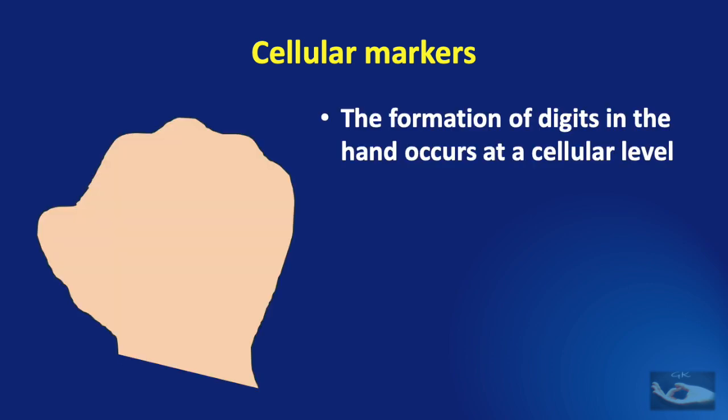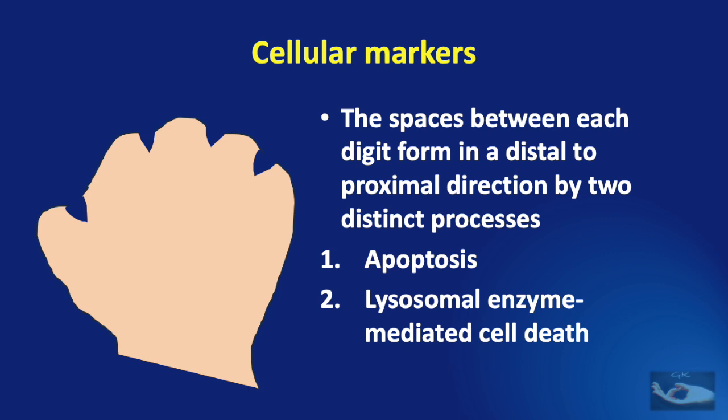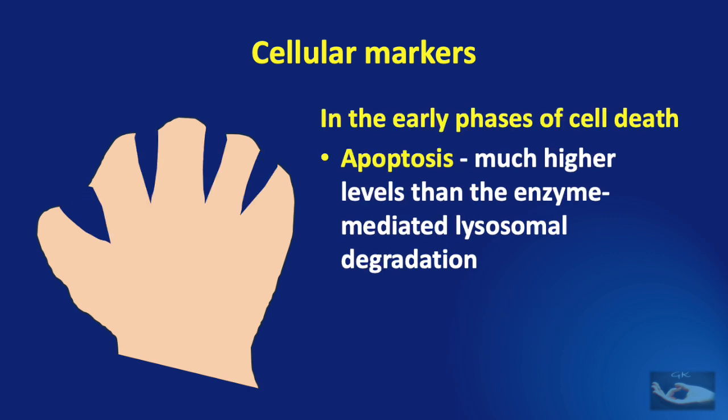The formation of digits in the hand occurs mainly at a cellular level. The spaces between each digit form in a distal to proximal direction by two distinct processes, apoptosis and lysosomal enzyme mediated cell death. In the early phases of cell death, the apoptosis is more prominent and present at higher levels than the enzyme mediated lysosomal degradation.